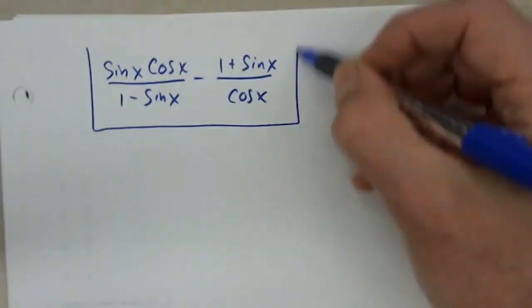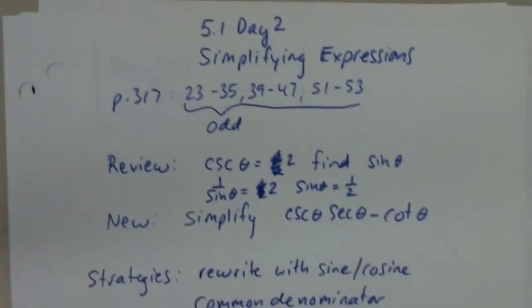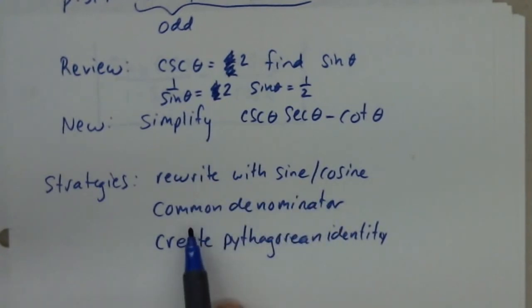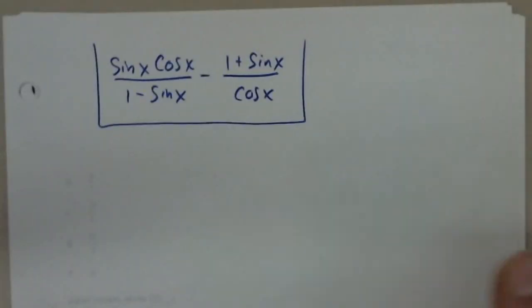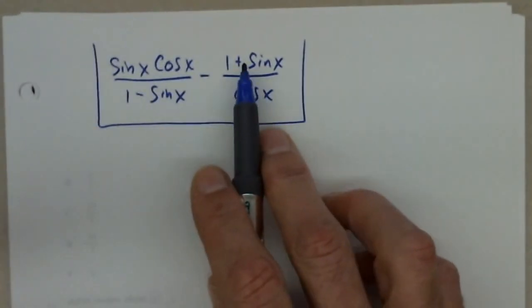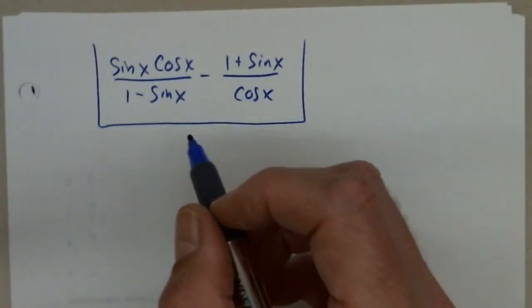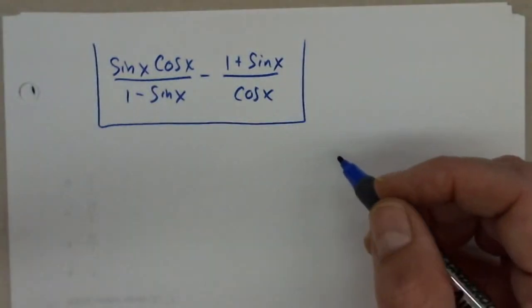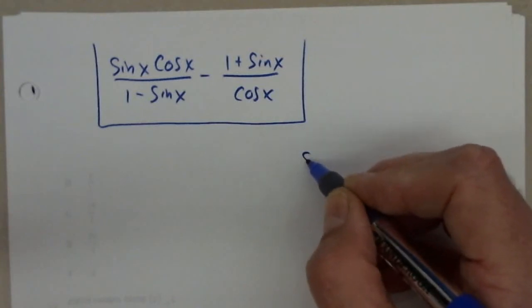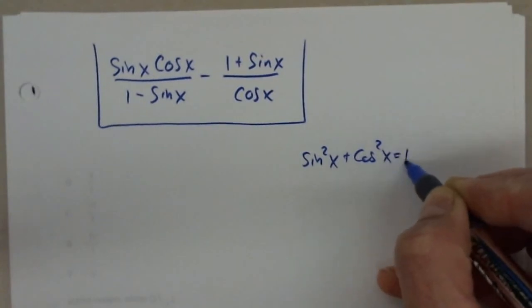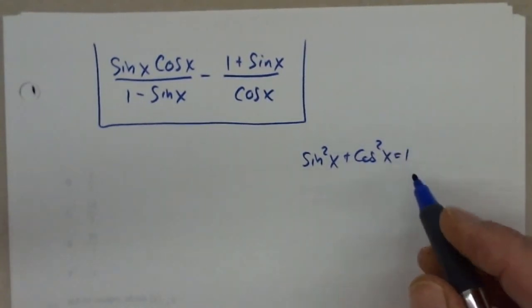Let's simplify this. Looking back at the beginning, we had rewrite with sine and cosine. We've done that. We've used a common denominator. And so here we're also going to create a common denominator. And in the process, we're going to create a Pythagorean identity with this. All right, we'll make a list. They're all sines and cosines, but just be aware that sine squared plus cosine squared equals 1. That's going to be showing up.